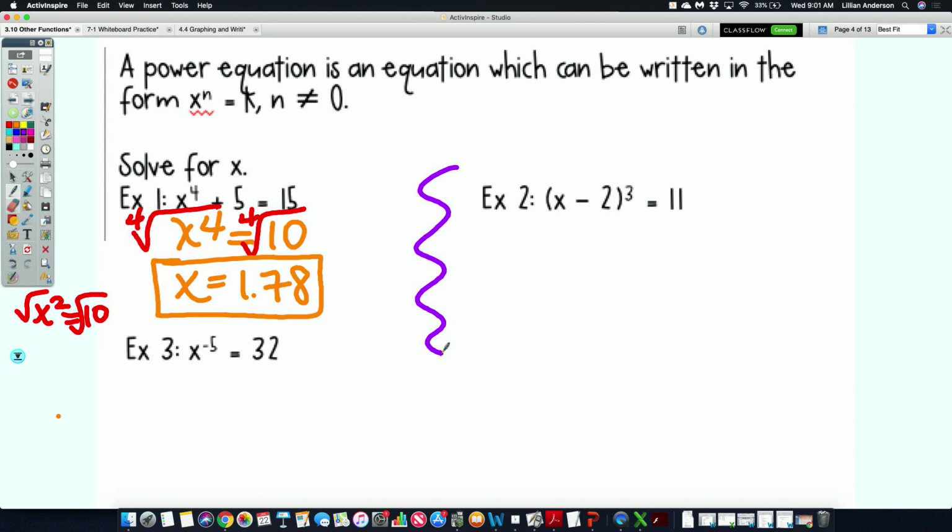Wait, do you have to FOIL? That's a lot of work. That is a lot of work, especially when I'm trying to solve. Why don't you just get rid of the 3? How do I get rid of the 3? The same thing we just did. So you take the cube root.